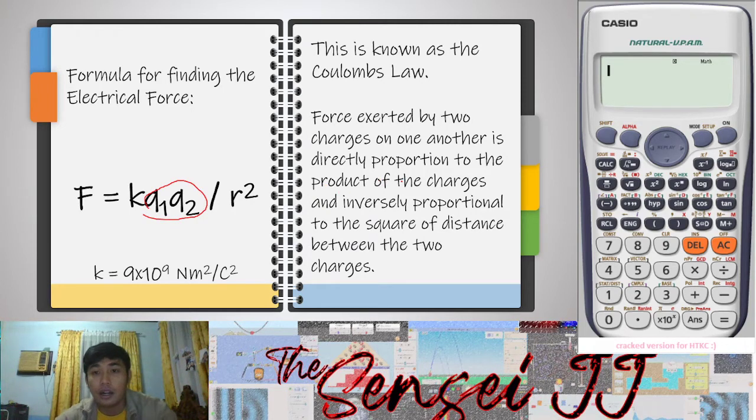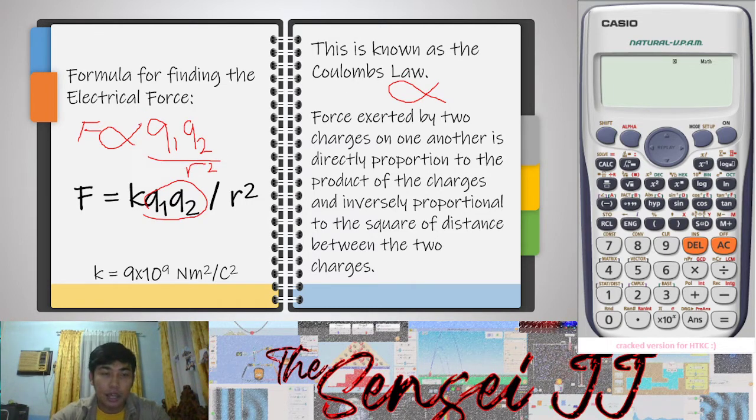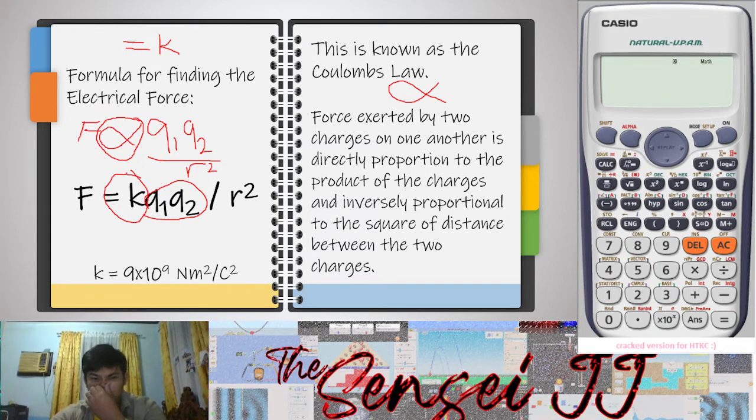And still, they are directly proportional, if you remember our proportionality. So the original is F is proportional to Q1 Q2 all over R squared. Since the proportionality constant will be changed to equals a constant, that's why we have here equals K. Okay? So always remember this.